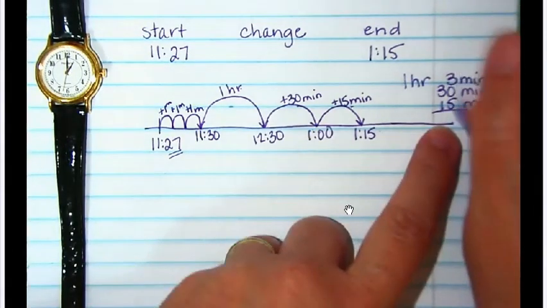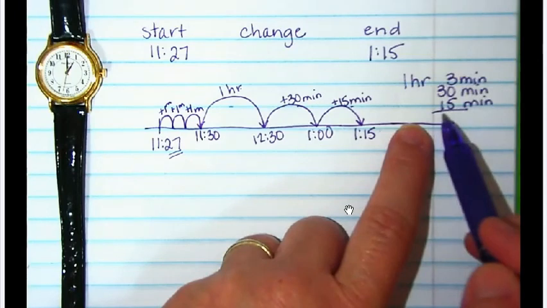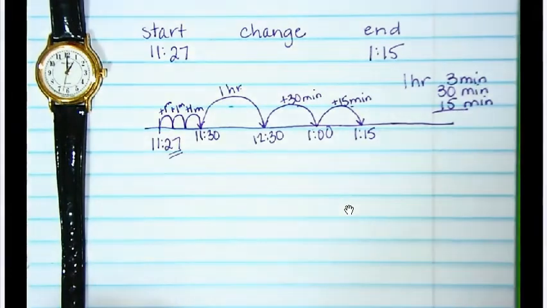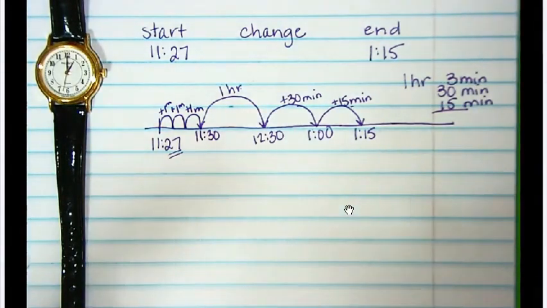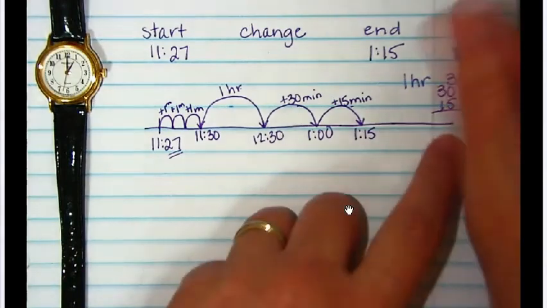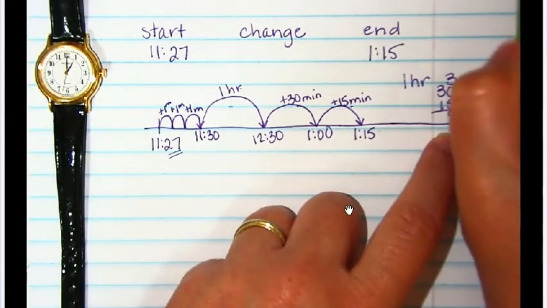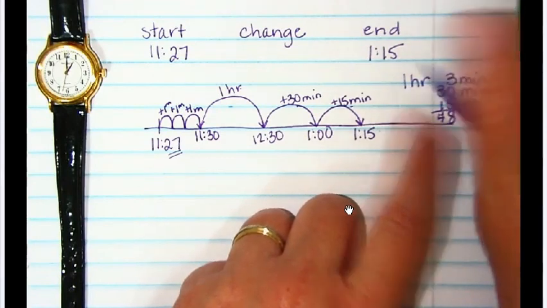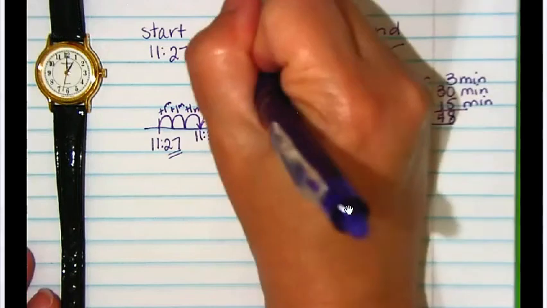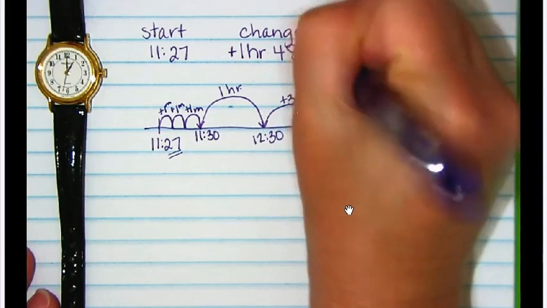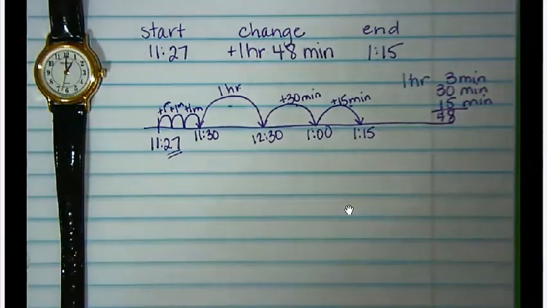Okay, and I'm going to add these up. If this goes over 60, that means that I'm going to have to pull out 60 of those minutes and make an hour. Okay, I'll decompose that number into 60 plus whatever. So 3 and 5 is 8, and 3 and 1 is 4. So I have 48 minutes, 1 hour, 48 minutes. And that is my change.